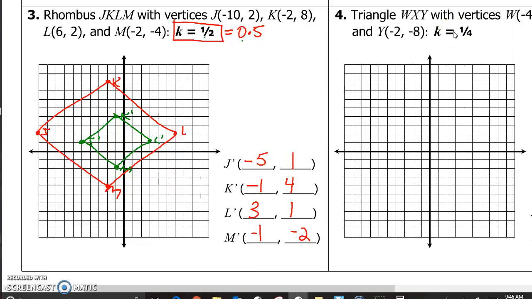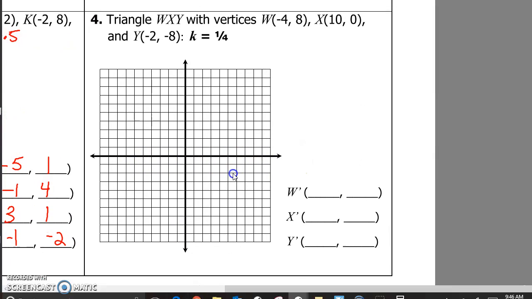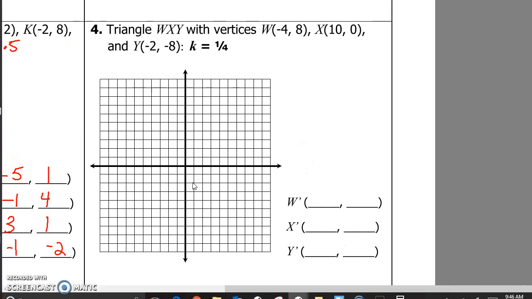Okay, moving on to number 4. We've got a triangle, and the scale factor is going to be 1/4. So again, we're going to be multiplying by 1/4, or whatever the decimal is with that. So let's plot the first one, which is -1, 2, 3, 4, +8. W. X is 10, 0. And Y is -2, -8.